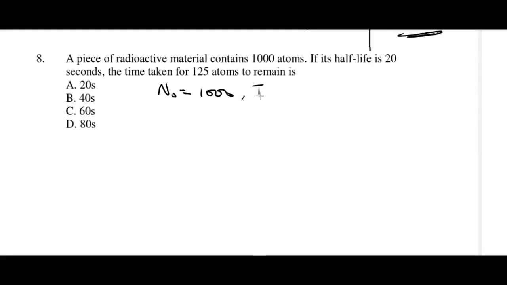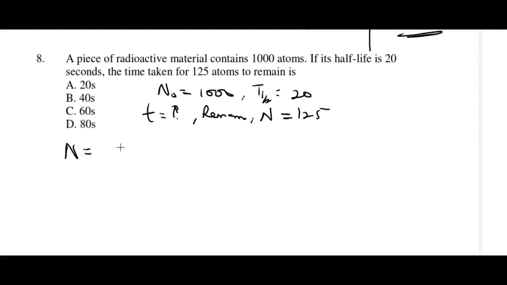If its half-life, T half, is 20 seconds, the time taken for 125 atoms to remain is, so we don't know the time taken. And they told you the remaining quantity, the time taken for 125 atoms to remain is dash. So the remaining quantity, which is our N, is 125. N naught is always the initial quantity, while the remaining quantity is N. So they want us to find small t.